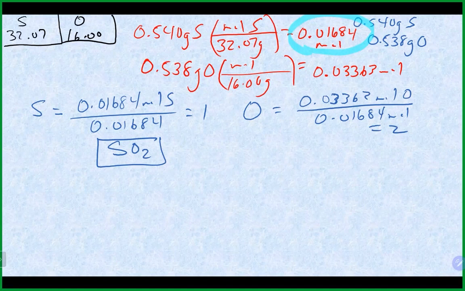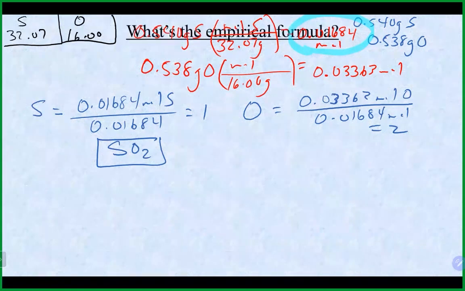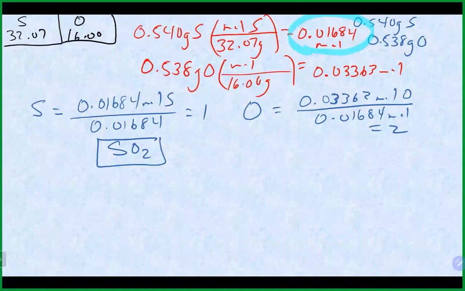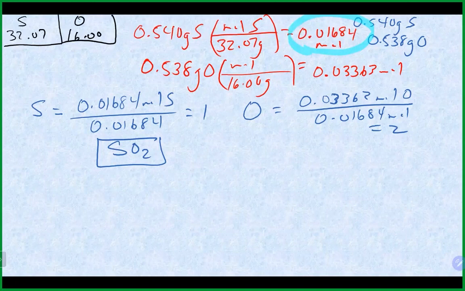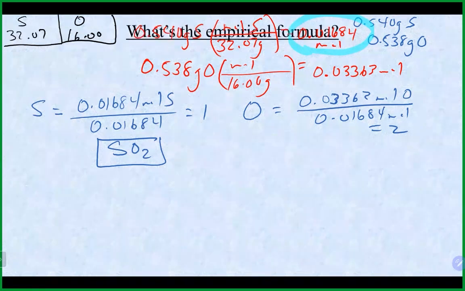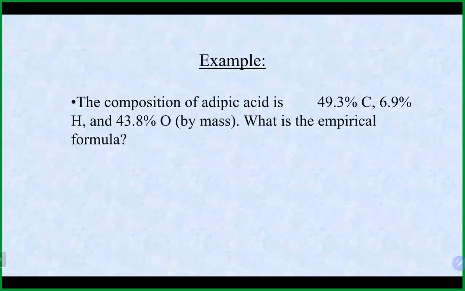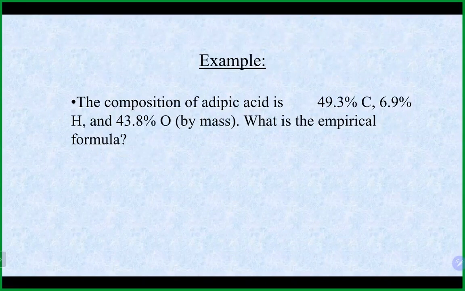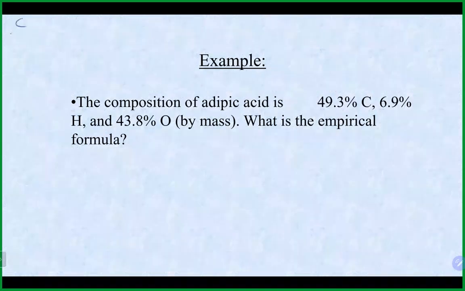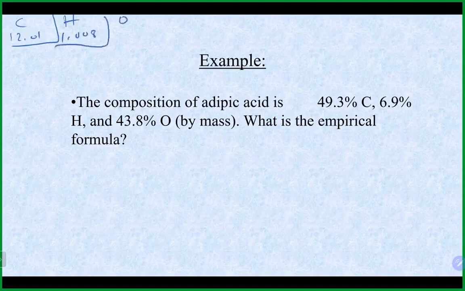All right, let's try another one then, if there are no questions on that. Good. All right, let's try this one here. What is the empirical formula? We've got 49.3% carbon, 6.9% hydrogen, and 43.8% oxygen. Once again, carbon is 12.01, hydrogen 1.008, and oxygen 16.